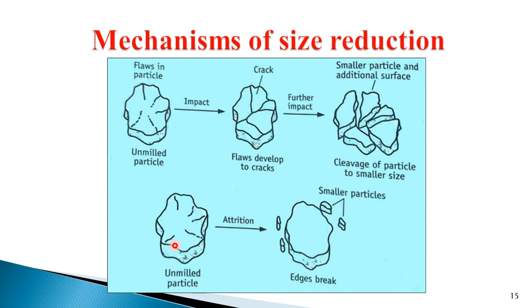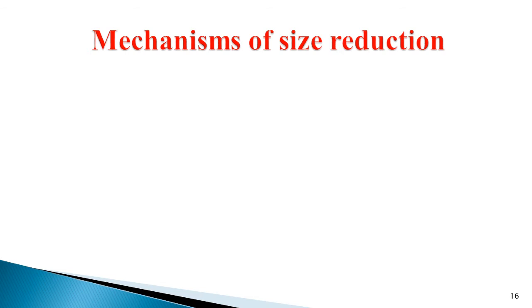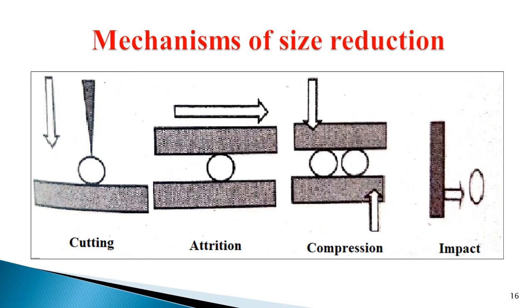Again here the same mechanism is given by using attrition. So this unmilled particle, when subjected to attrition, has its edges or surfaces broken down to form smaller particles. So here you can see different mechanisms of size reduction. There are mainly 4 mechanisms of size reduction: cutting, attrition, compression and impact. We will see one by one.